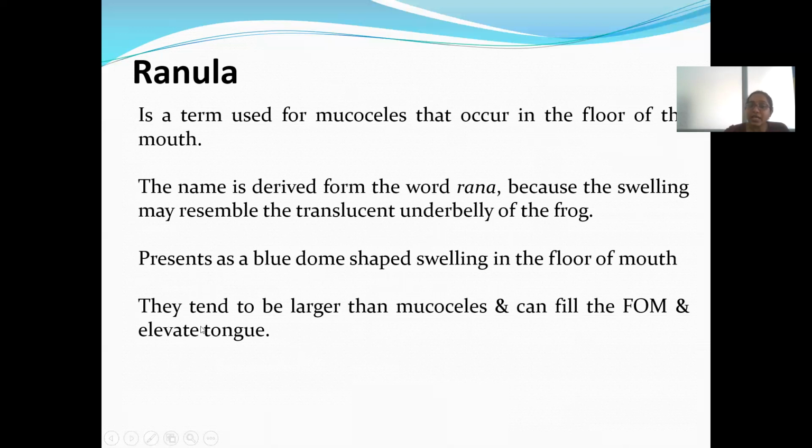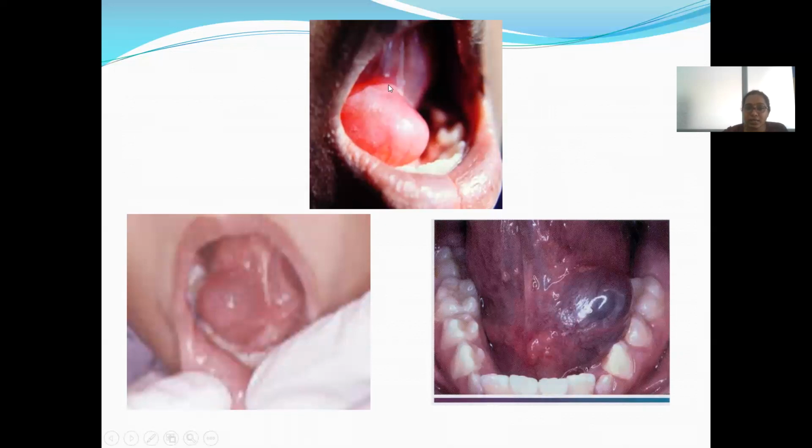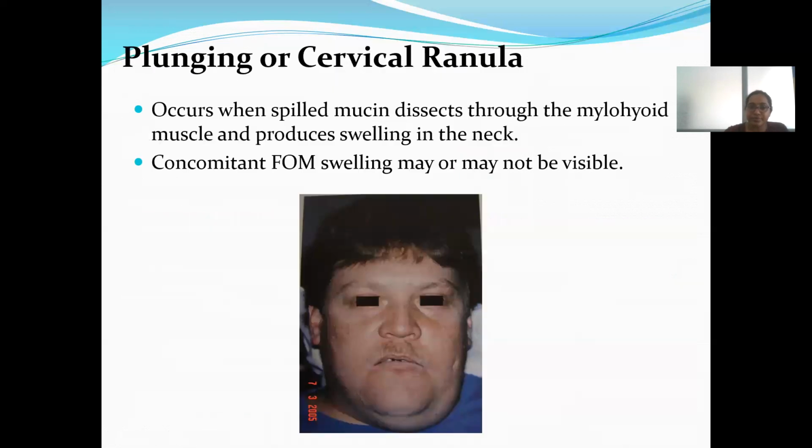When they become very large, they can fill the entire floor of the mouth and elevate the tongue. So you can see, this is what it appears like. It is a big fluid-filled swelling, and it usually gets filled whenever the patient is having food. That is when the size increases. In this condition the patient will definitely report to a doctor because it is a very big swelling that will bother function.